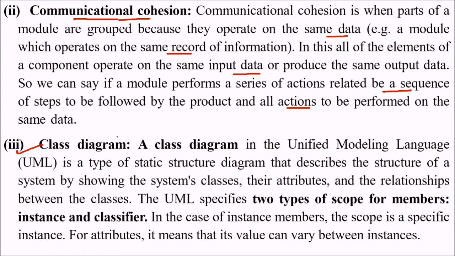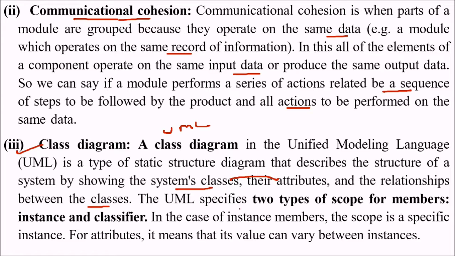Class diagram. As we are aware, we use UML. UML has 9 basic diagrams to represent your software design. So the class diagram in UML, the Unified Modeling Language, is a type of static structure diagram that describes the structure of the system by showing the system's classes. Of course, the class will contain the attributes and the relationships between the classes.